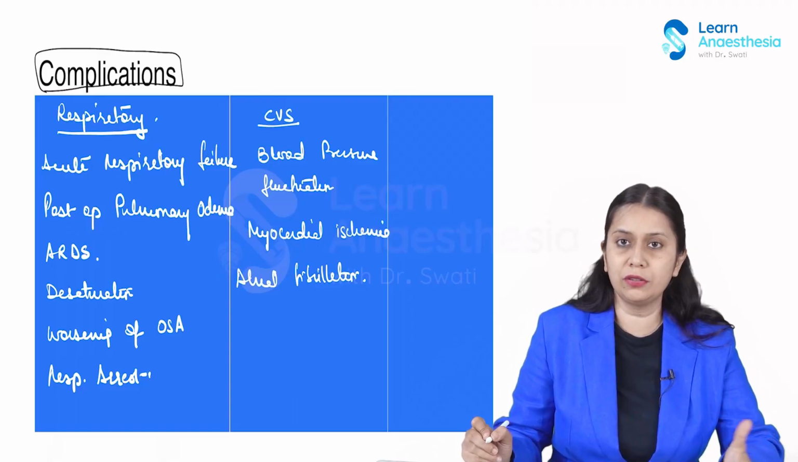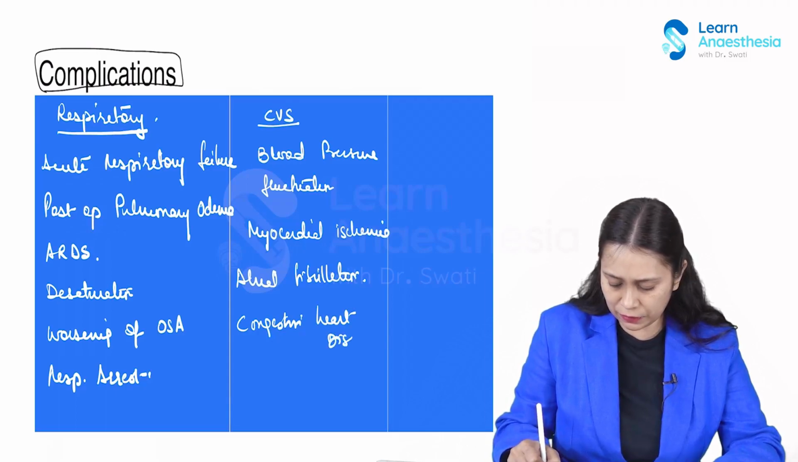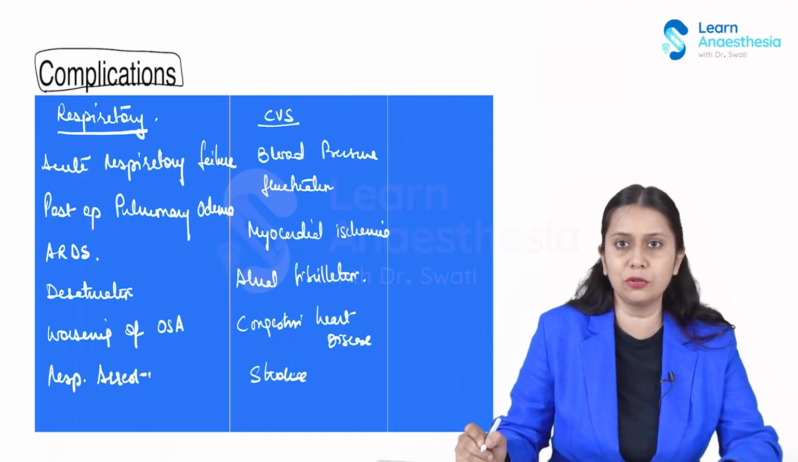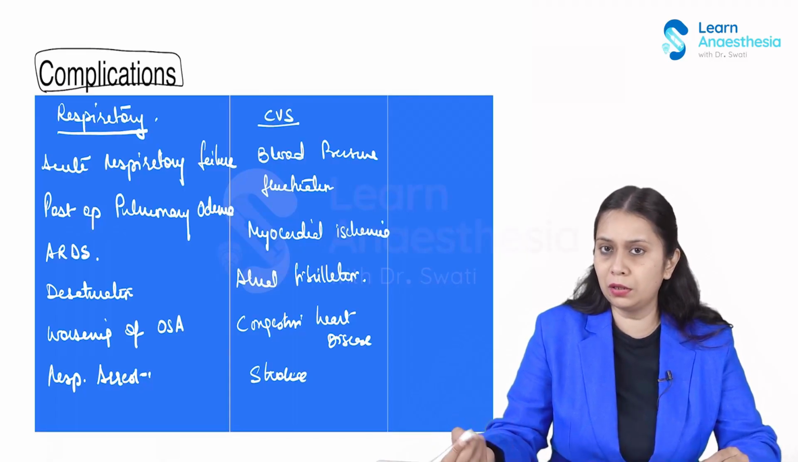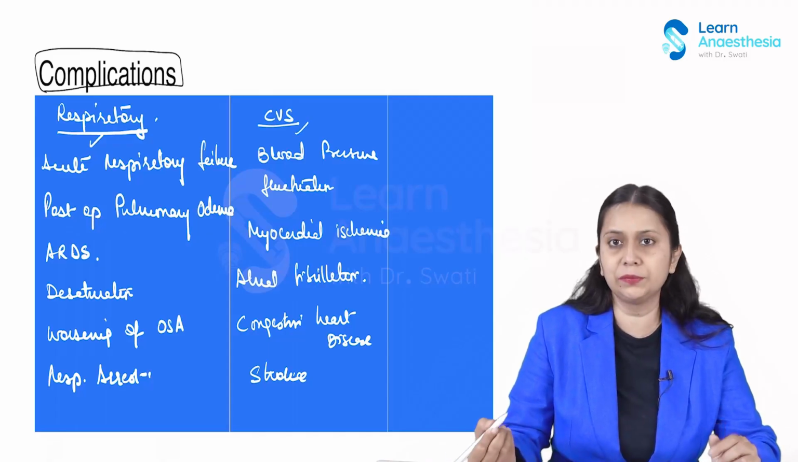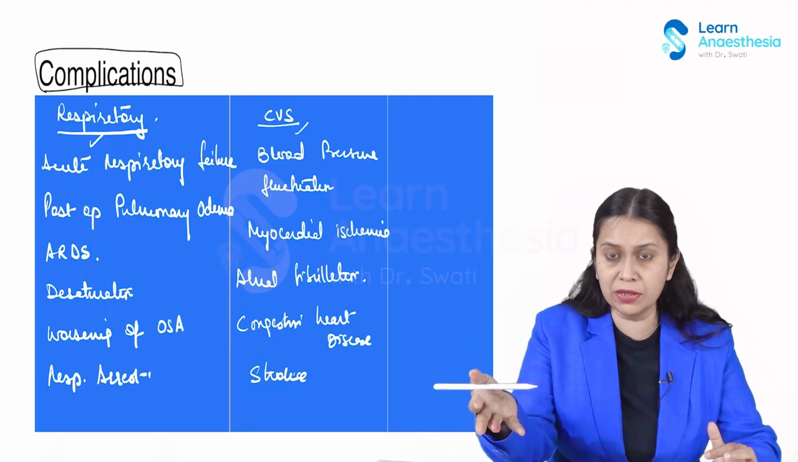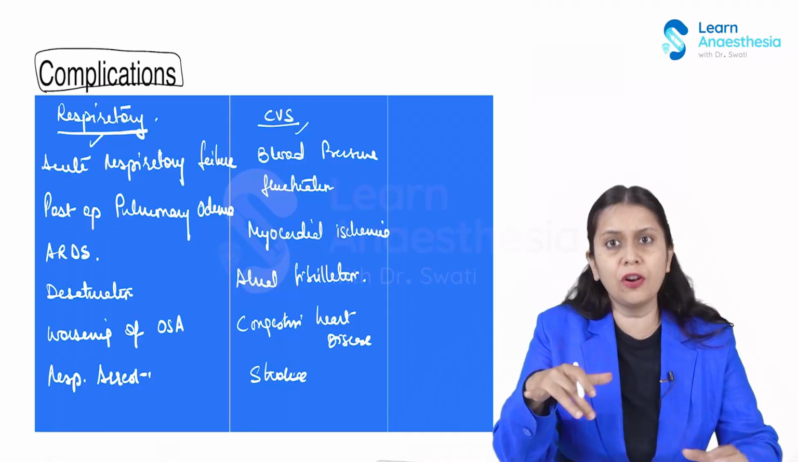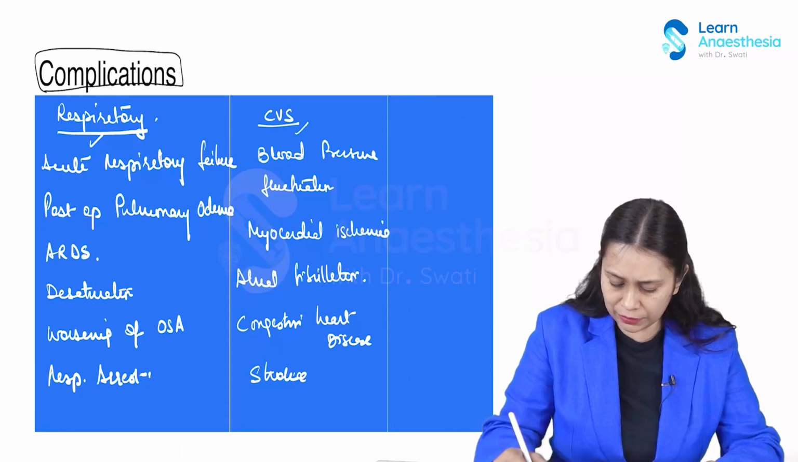Then congestive heart failure, then congestive heart disease. Then the association of stroke has been also seen. The risk of stroke has also been seen in patient with OSA, right, in perioperative period. Now, apart from the respiratory and cardiovascular, the other system in which the complication can result is kidney. Now, incidence of acute renal failure has also been seen in these patients.